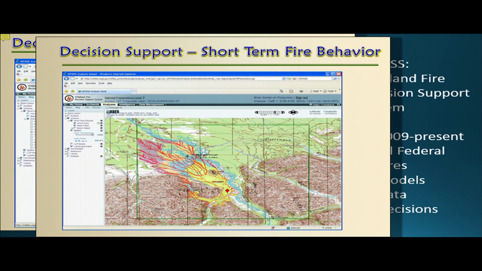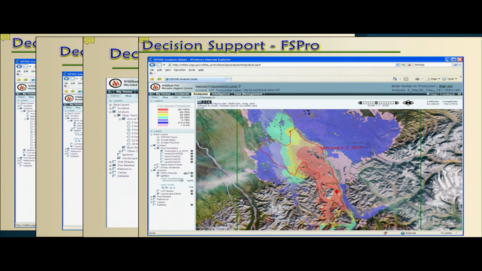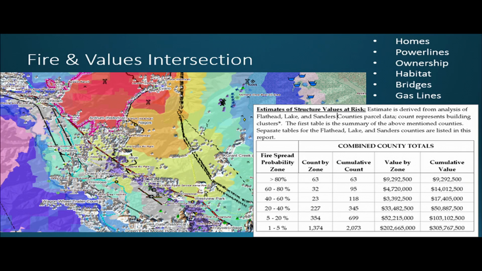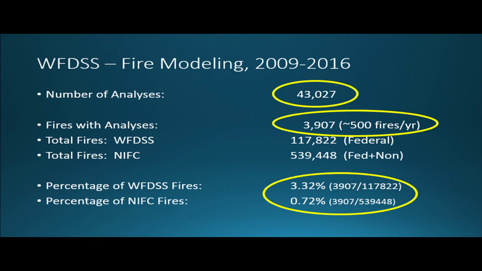Different kinds of modeling. You're seeing fire growth projections and fire behavior calculations, probabilistic kinds of predictions that can all be overlaid with values at risk. So what you're seeing here is a probability of impact for a given wildland fire, overlaid with homes, power lines, ownership, habitats, bridges, gas lines, all sorts of stuff. That gives you a true risk framework.